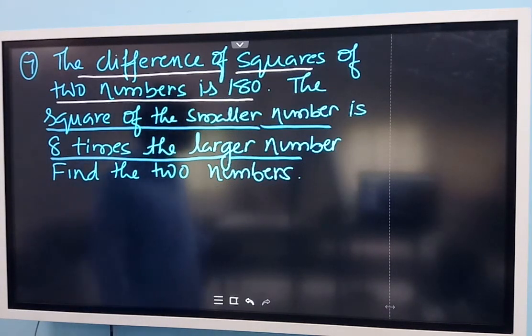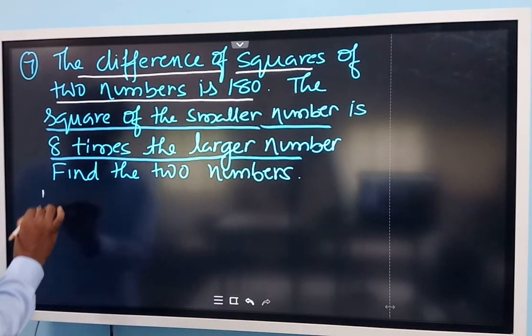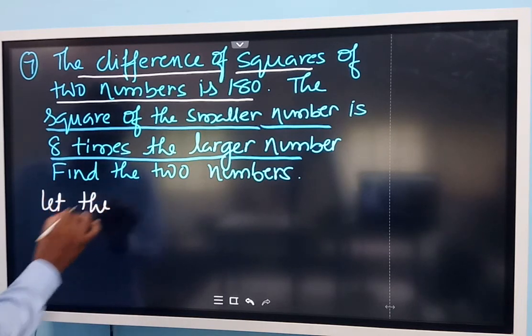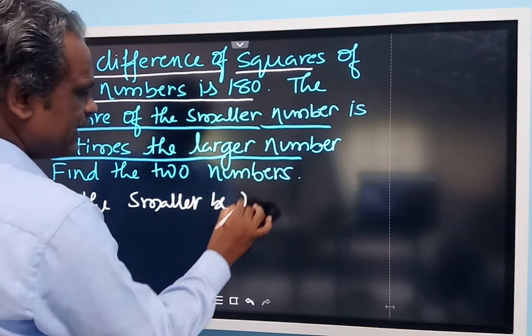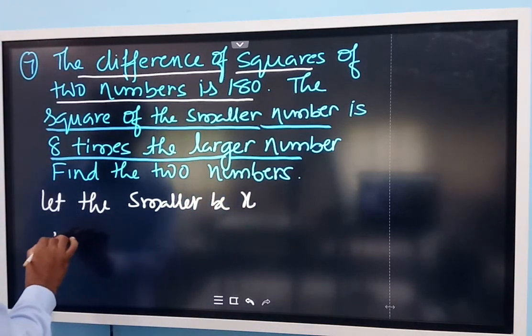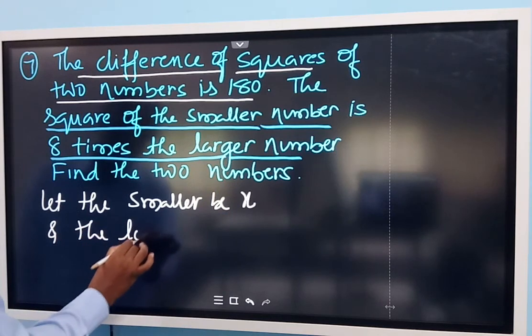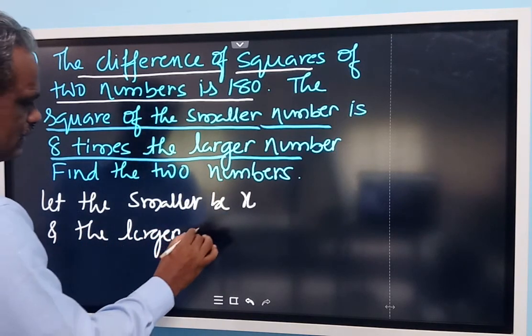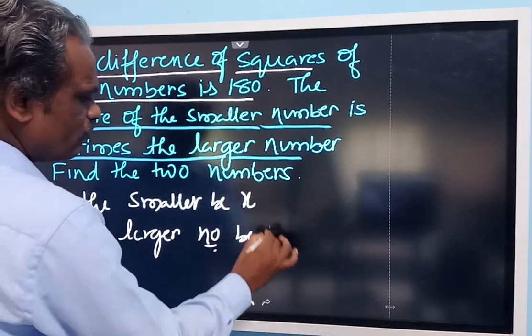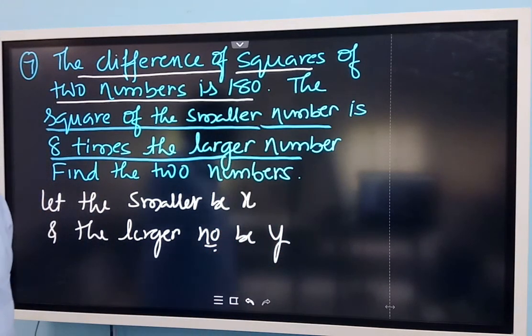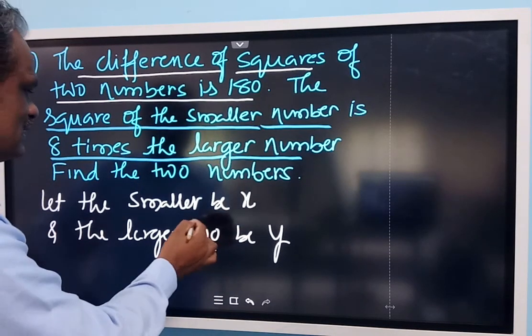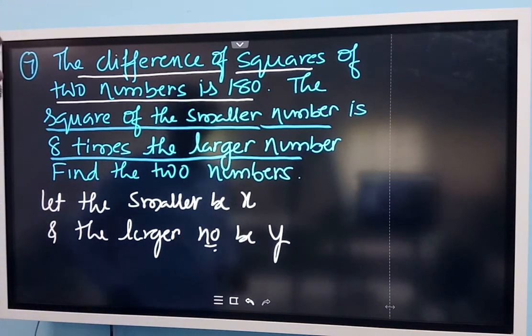We can take the two numbers as x and y. Let the smaller number be x and the larger number be y. We should not take two variables, but let us take x and y right now for the time being, because its quadratic equation will contain only one variable. Let us take the smaller number as x and the larger number as y.